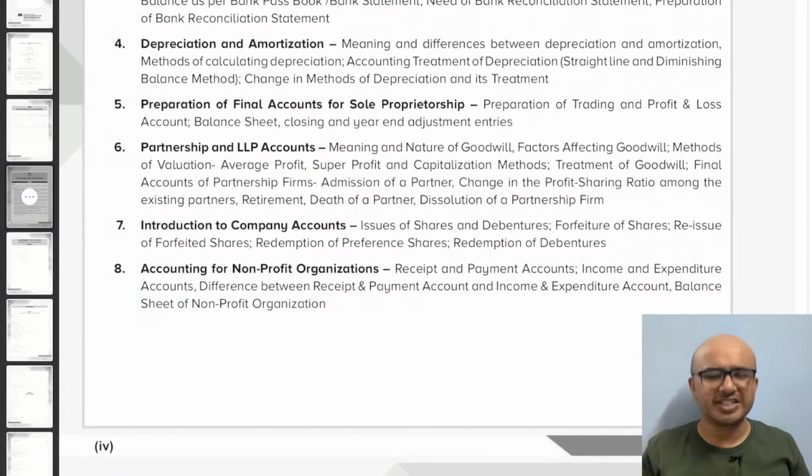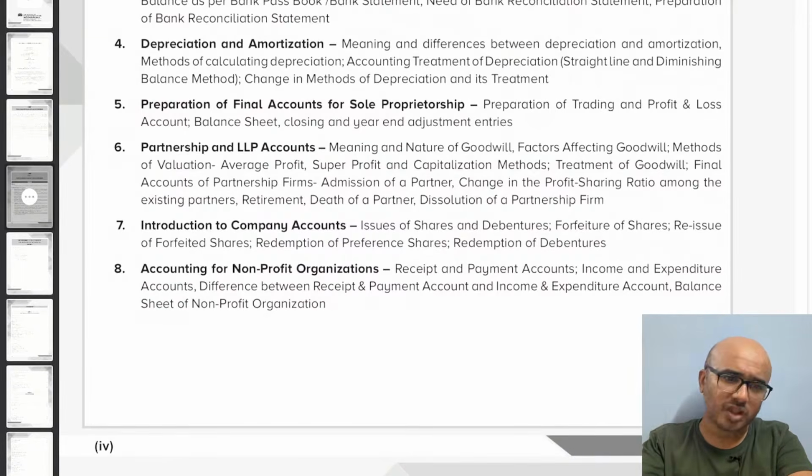Receipts and payments account. This is more or less similar to preparation of final accounts for a sole trading concern, but just that in this case it is for not-for-profit organizations. Income and expenditure accounts will be there instead of profit and loss account, and the additional thing here is the receipts and payments account, which is more or less like your cash book. Difference between receipts and payments account and income and expenditure account, this is the theoretical part. Then balance sheet of a non-profit organization. So this is what we have as the syllabus.